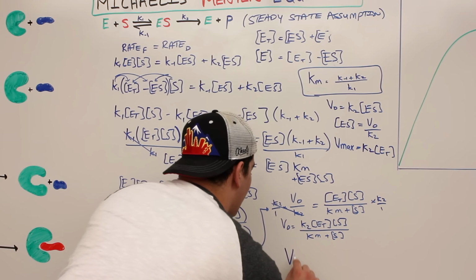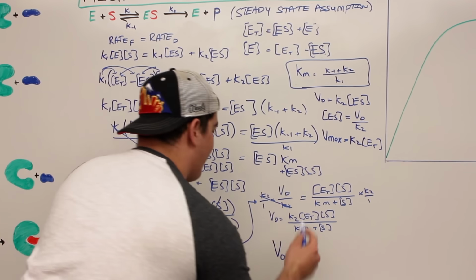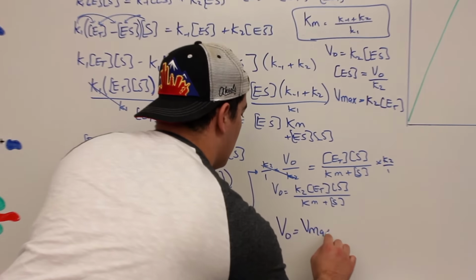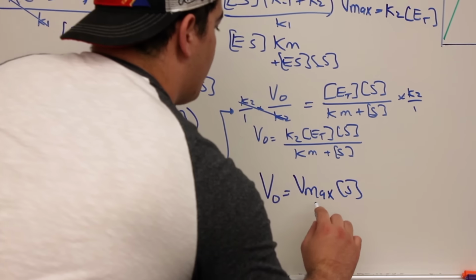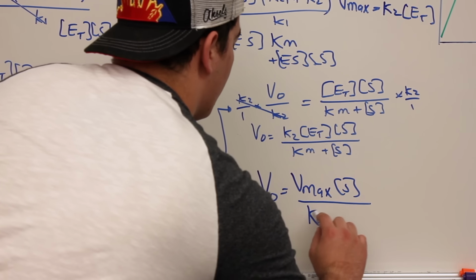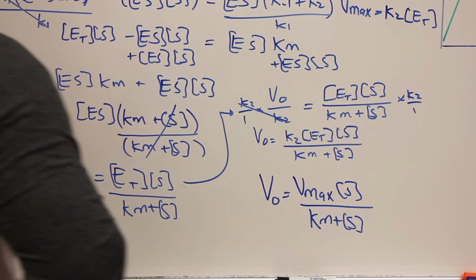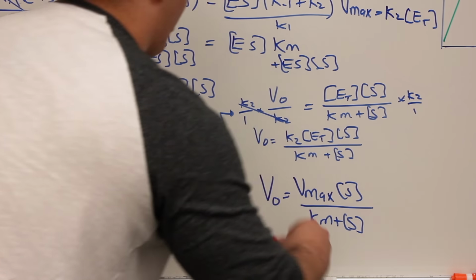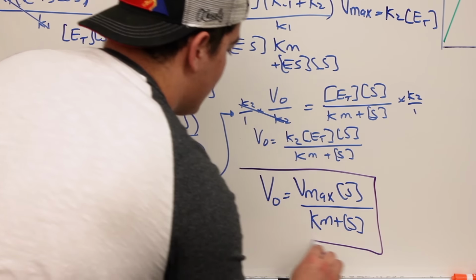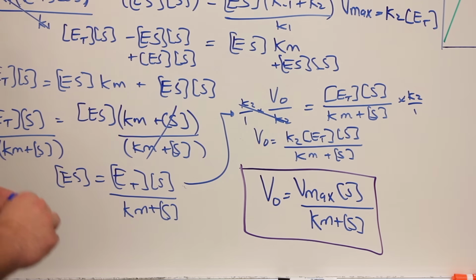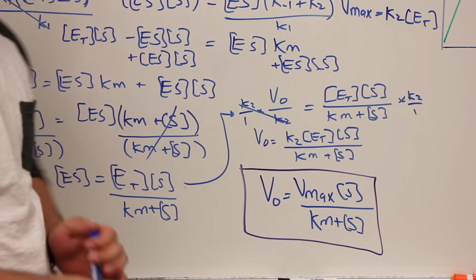I can say V0 is equal to Vmax times substrate concentration all over Km plus substrate concentration. And what do we have here? This right here, my friends, is the Michaelis-Menten equation. That's a big one to go through and derive, right?